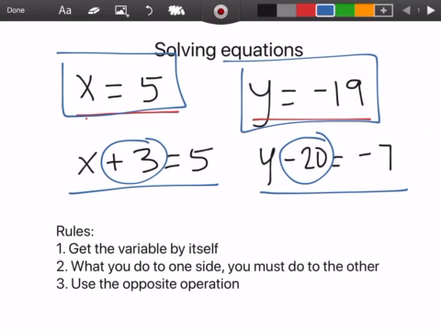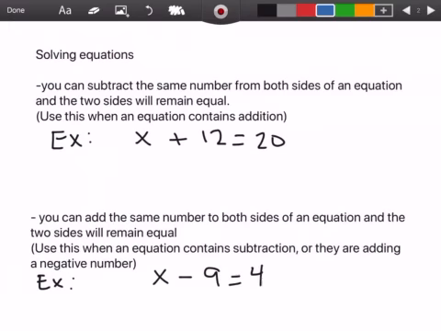And then you also need to use the opposite operation. So if you see that we're adding, you're probably going to be subtracting in order to get rid of whatever's next to the variable. I have two more rules. They're actually called properties that you can write into your spiral if you'd like. The first one says that you can subtract the same number from both sides of an equation and the two sides will remain equal. We're going to use this property when an equation contains addition. So when you see an addition sign, you're going to think, I need to subtract that number in order to get the variable by itself.